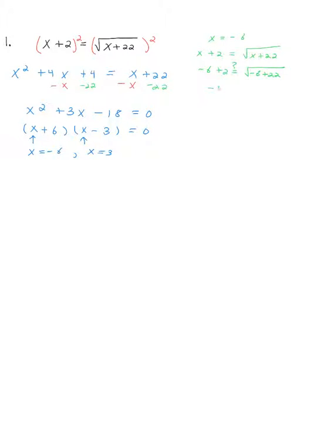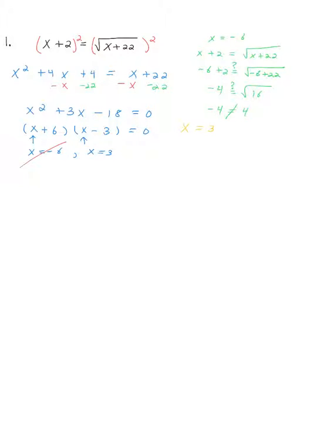The left side is negative 4. The right side, 22 plus a negative 6 is 16. This is a false statement because the left is negative 4 and the right is positive 4. What this means is that x equals negative 6 is an extraneous solution. It does not work.